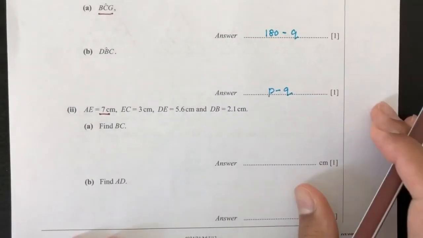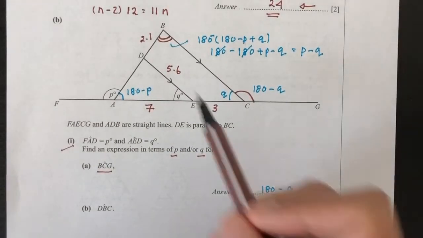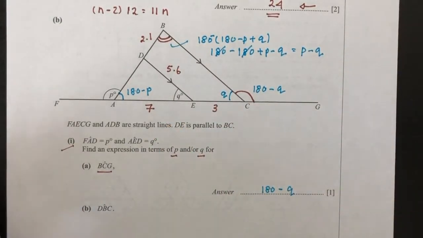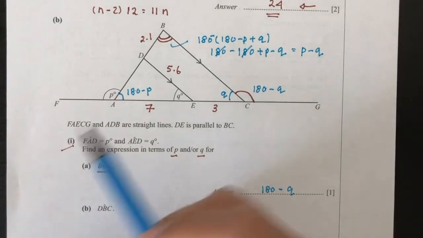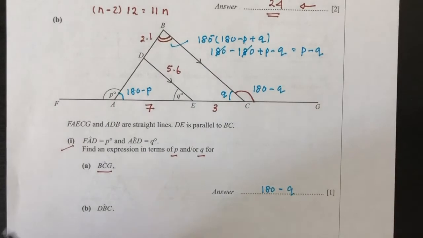Okay, what is the question now? It says find the length of BC. So where's BC? BC will be this one. To find BC, let's see what we can use. We can use similar triangles because this small triangle is similar to this big triangle.